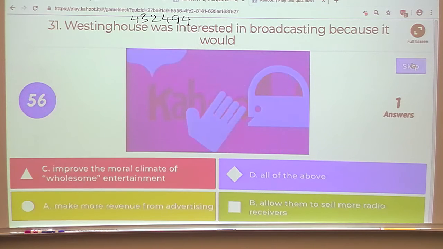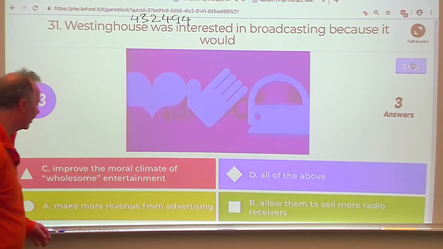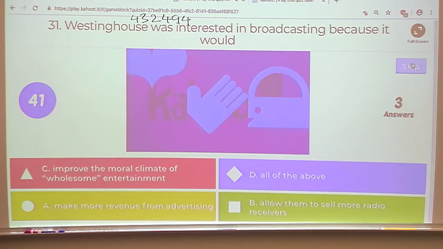Westinghouse was interested in broadcasting because it would A, make more revenue from advertising. Was Westinghouse an advertiser? B, allow them to sell more radio receivers. C, improve the moral climate of wholesome entertainment. Was Westinghouse interested in entertainment? Or D, all of the above?